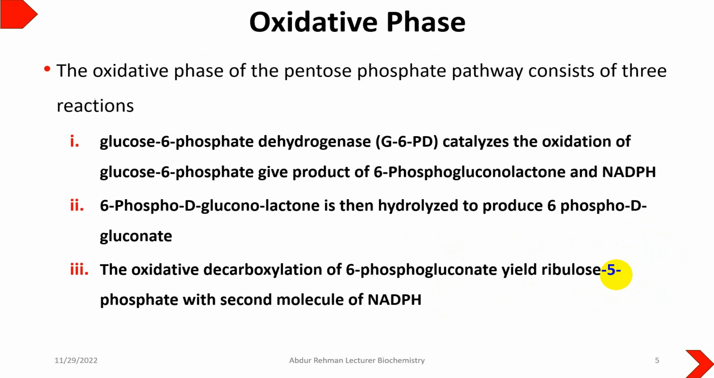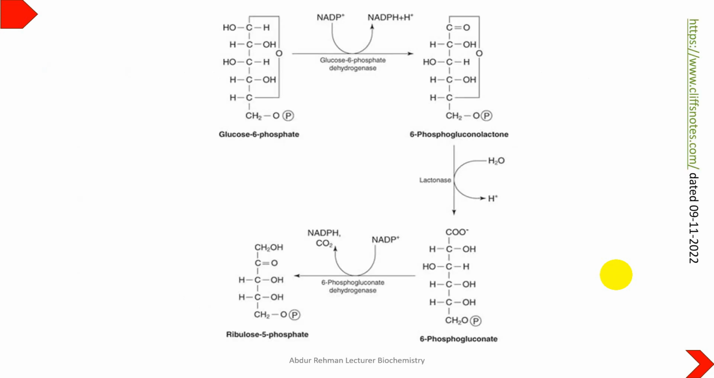Now first come to the oxidative phase of the pentose phosphate pathway, and it consists of three reactions. We will see it in this diagram. In the first reaction, glucose 6-phosphate is converted with the help of glucose 6-phosphate dehydrogenase into 6-phosphogluconolactone. Again, it is a 6-carbon molecule, but in the process it gives you an NADPH molecule, which is very important for the cells because it has an antioxidant role and other functions which we will discuss.